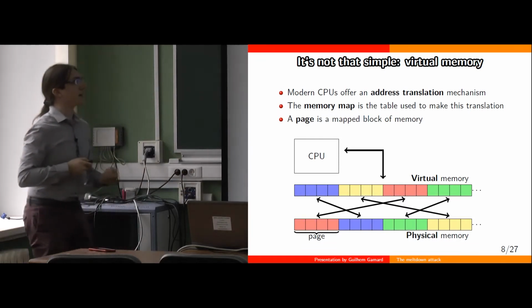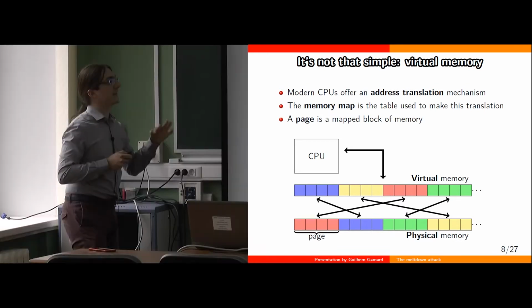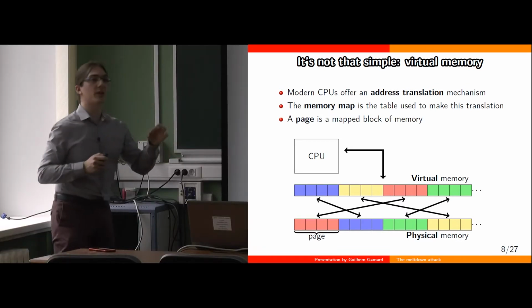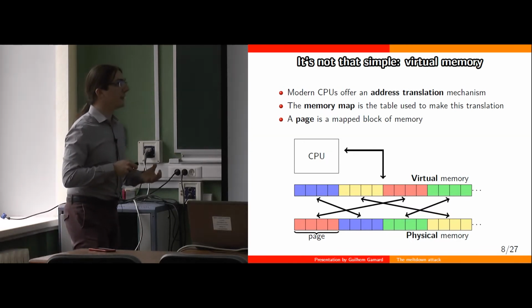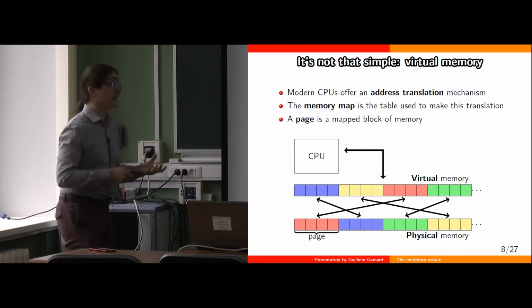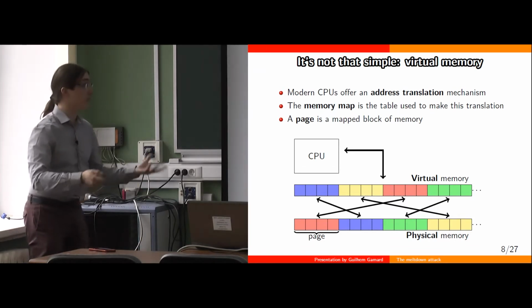And actually, some part of the CPU takes care of the translation, a piece of circuitry called the MMU, Memory Management Unit. And every time we make a read or a write to memory, it translates the address to some physical memory.